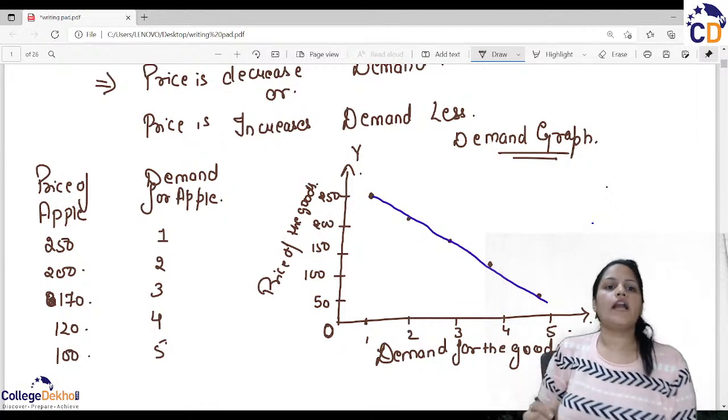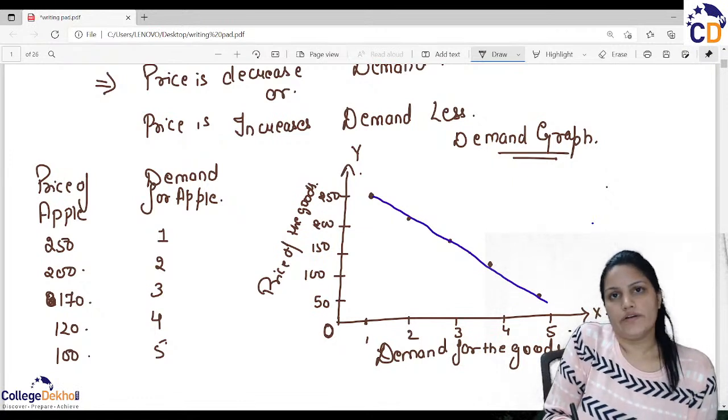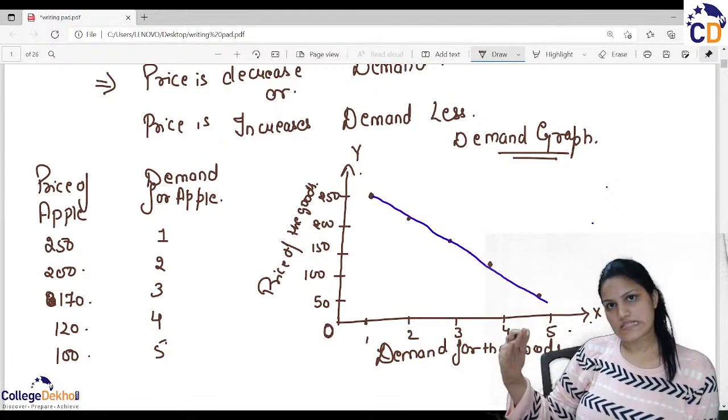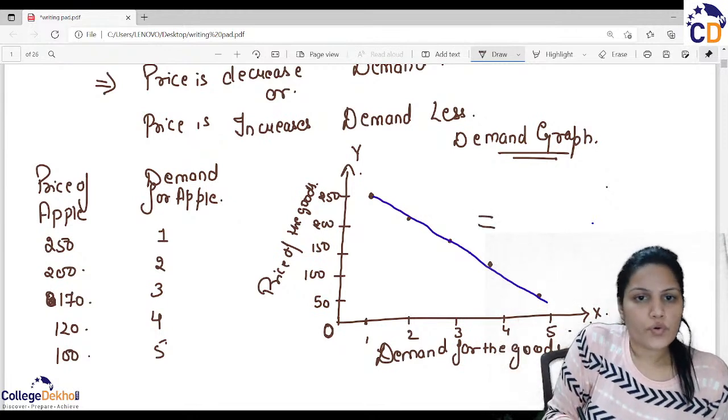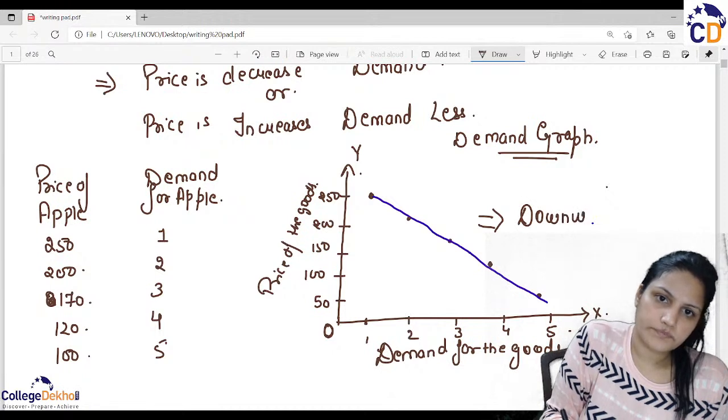Okay. The graph would be like this. This graph is downward slanting. So the demand graph always has a downward slope.